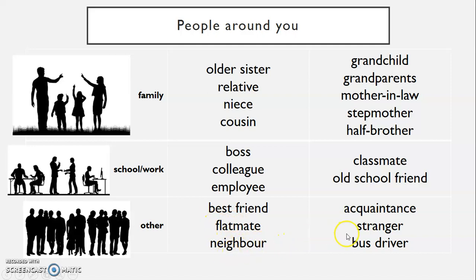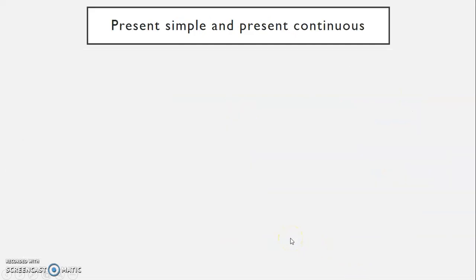Neighbour, someone who lives near you. This one, difficult. Acquaintance, someone you know but you're not friends, they're not a colleague, it's just someone you know. Stranger, someone you don't know. And randomly they've put a bus driver in here.